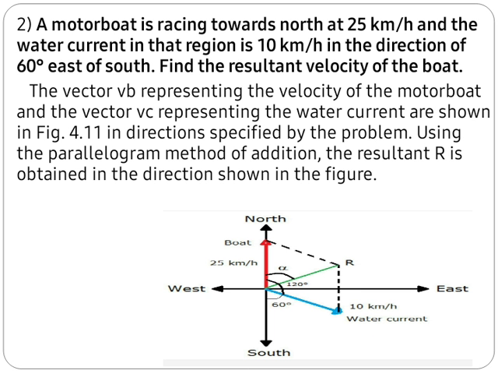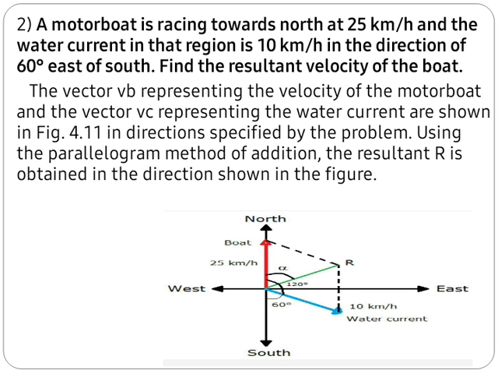What is its solution? As shown in the given figure, the vector VB represents the velocity of the motorboat and the vector VC represents the water current. Using the parallelogram method of vector addition, the resultant vector R is obtained in the direction which is shown in the given figure.